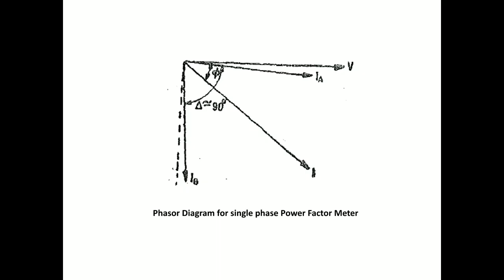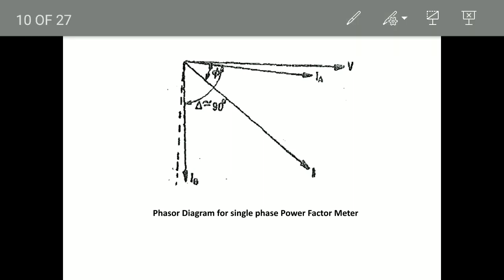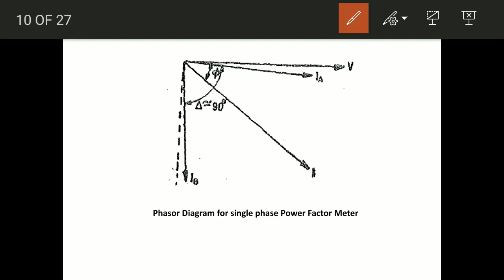This indicates the phasor diagram for a single phase electrodynamometer type power factor meter. Now from this diagram it is very clear that this indicates supply voltage V, and this capital IA indicates the current flowing through coil A, and I told you that in series with coil A we have connected a non-inductive, highest possible value of resistor. This IB indicates the current flowing through coil B, and in series with coil B we have connected a very high value of inductive reactance.